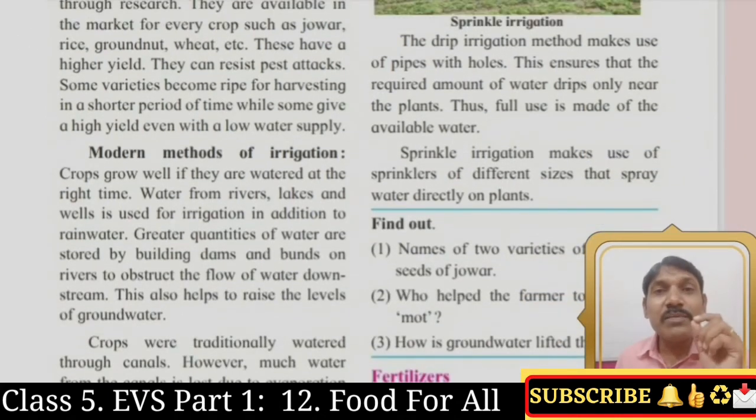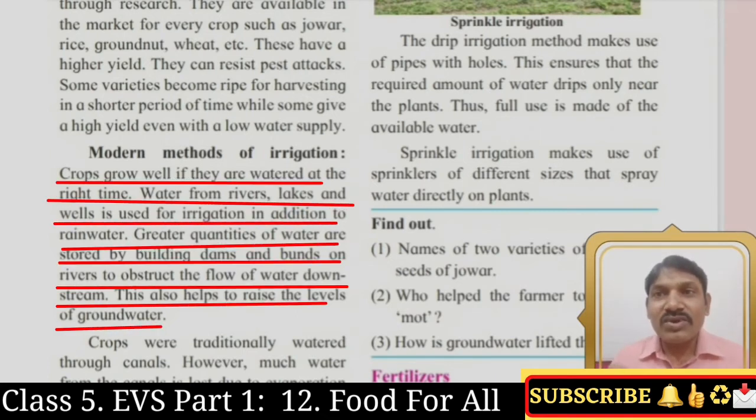Now again, one of the important points that we are going to study, modern methods of irrigation. This is very important and interesting, students. See, crops grow well if they are watered at the right time. Water from rivers, lakes and wells is used for irrigation in addition to rainwater. Student, what is important for good yield of crops? If you want to grow the crops in a proper way, we need to water them properly. If water is not there, crops cannot grow.